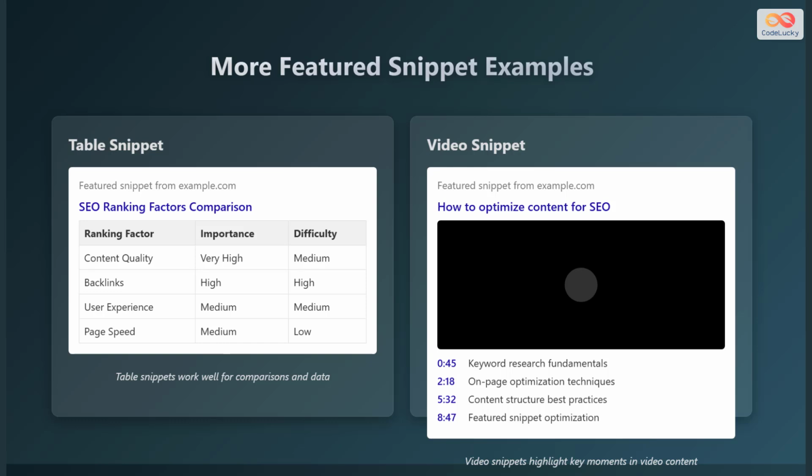Lastly, we have a video snippet. Instead of text, Google might highlight a video and even suggest specific timestamps within the video that answer the user's query. It helps users jump directly to the relevant part of the video.